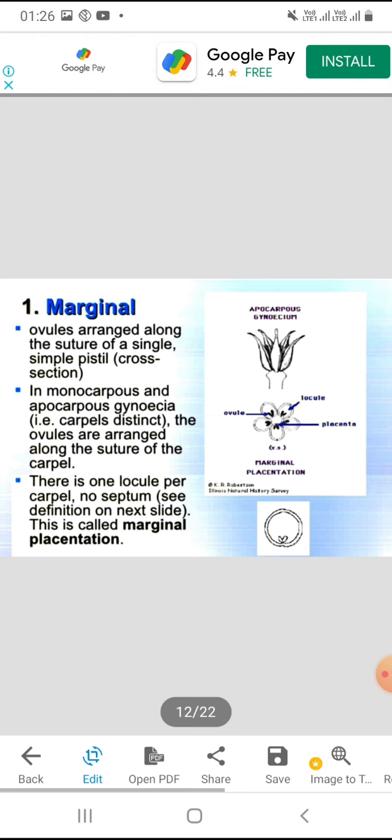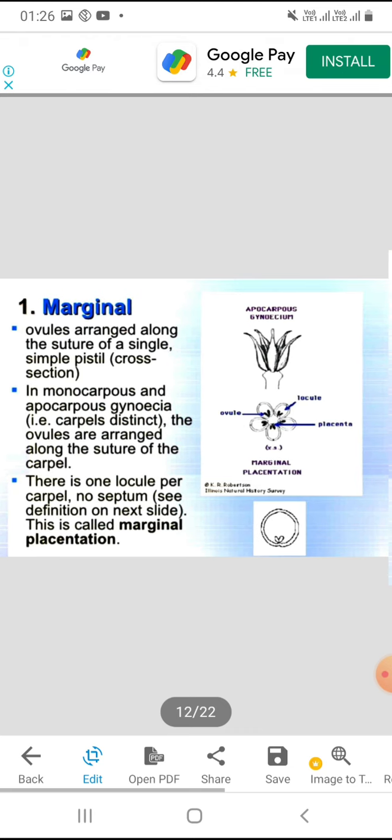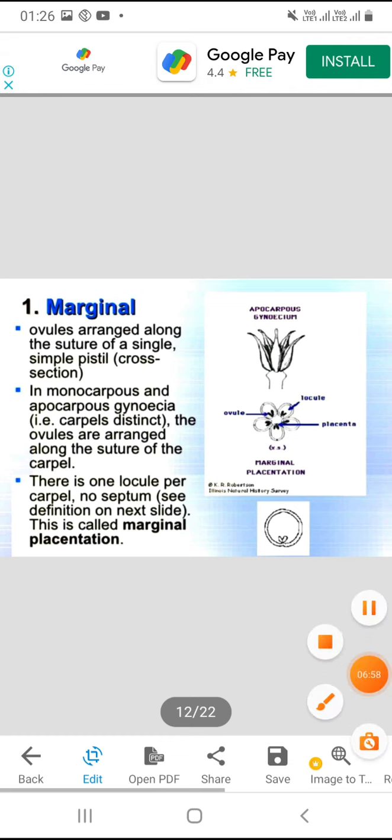So first one is marginal. The term marginal is self-explanatory. Ovules are placed on the fused margins of a unilocular ovary. Uni means one and locular means chamber. For example, pea, beans, etc. So ovules are arranged along the suture of a single simple pistil, as seen in cross section.